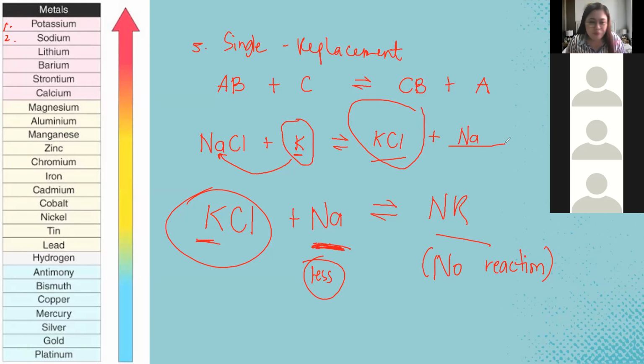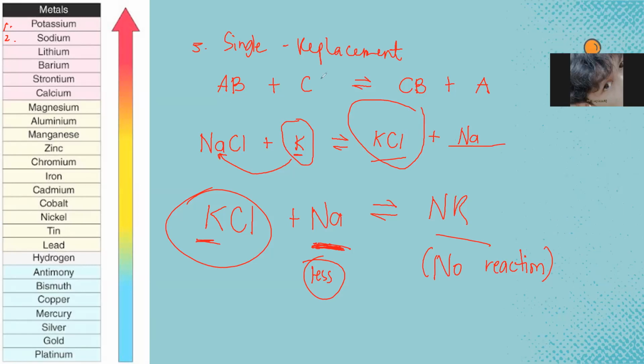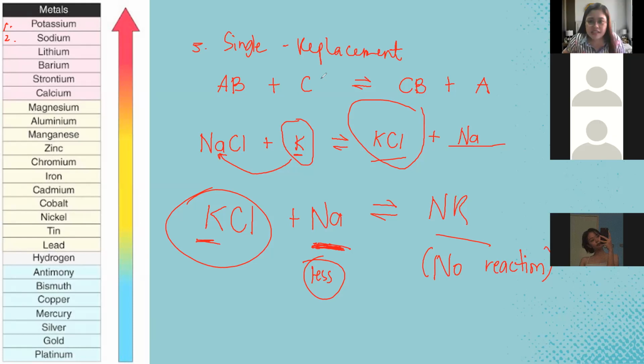So I hope you followed the single replacement. So we will be considering the activity series of metals. Questions about the single replacement? What you should remember is that the replacing element must be stronger, more reactive, before there is a reaction. If the replacing element is less reactive, your answer is NR, meaning no reaction. Okay?